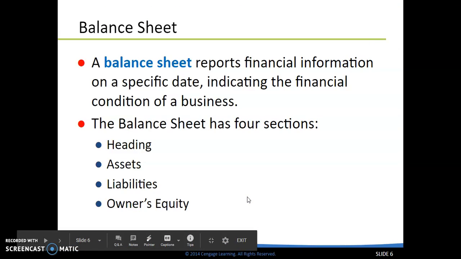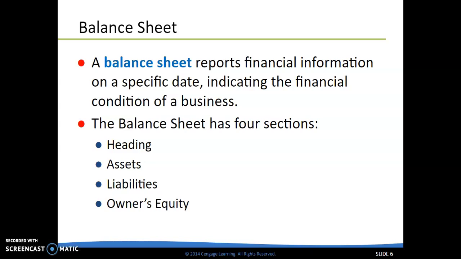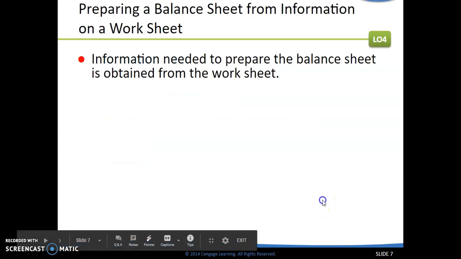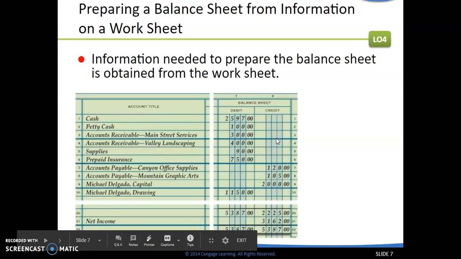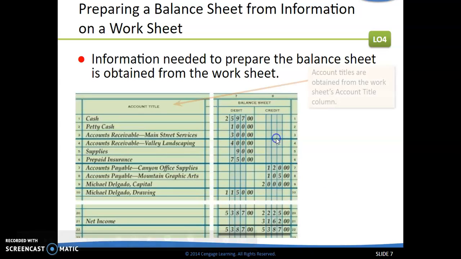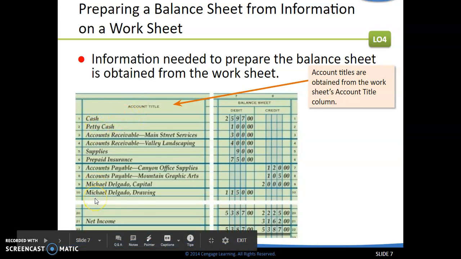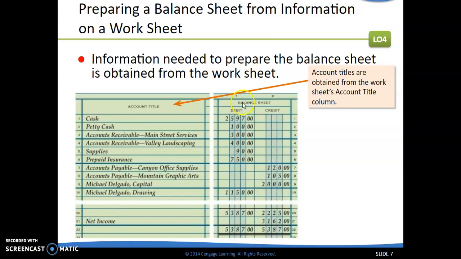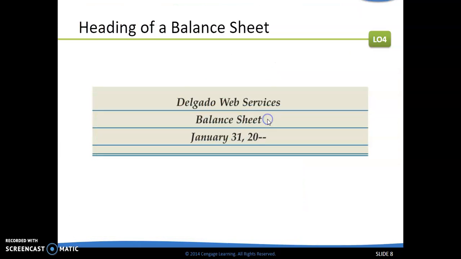Now, the balance sheet is going to report financial information on a specific date and is going to indicate the financial condition of the business. There are 4 sections of the balance sheet: the heading, assets, liabilities, and owner's equity. The information needed to prepare the balance sheet is obtained from the worksheet. We're looking at the account title columns, everything from cash down to income summary. So income summary would be our dividing line right here, so cash to drawing. And then the amounts in columns 7 and 8 of the worksheet in those balance sheet columns.